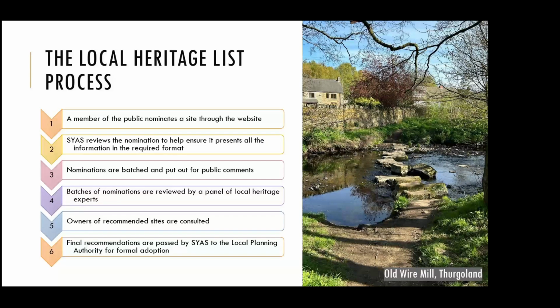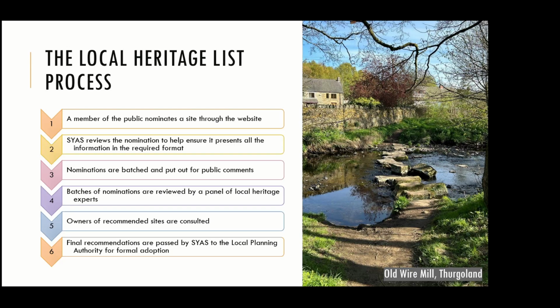Our process, so once we've had this public nomination, and I said this was bottom up, and this table is top down, isn't it? So I should invert it next time I do this talk. But anyway, from top down, we have public nominations. We then review them and ensure that it presents as much information as we possibly can. We want to give it as good a chance at getting through this process as possible. We then batch them up and we put them out for public comment. So we advertise them on our website and we contact local amenity groups and anyone who's put in applications to try and get people engaged to provide additional information if it's available.